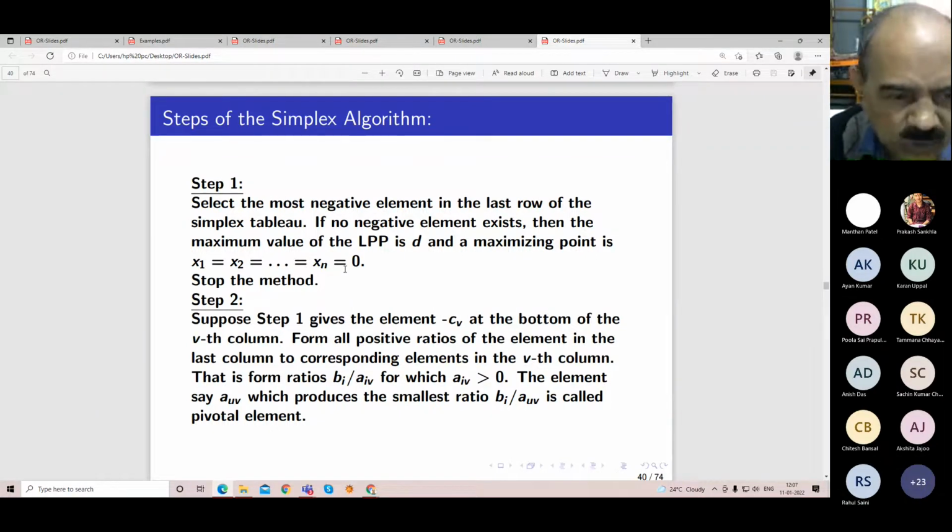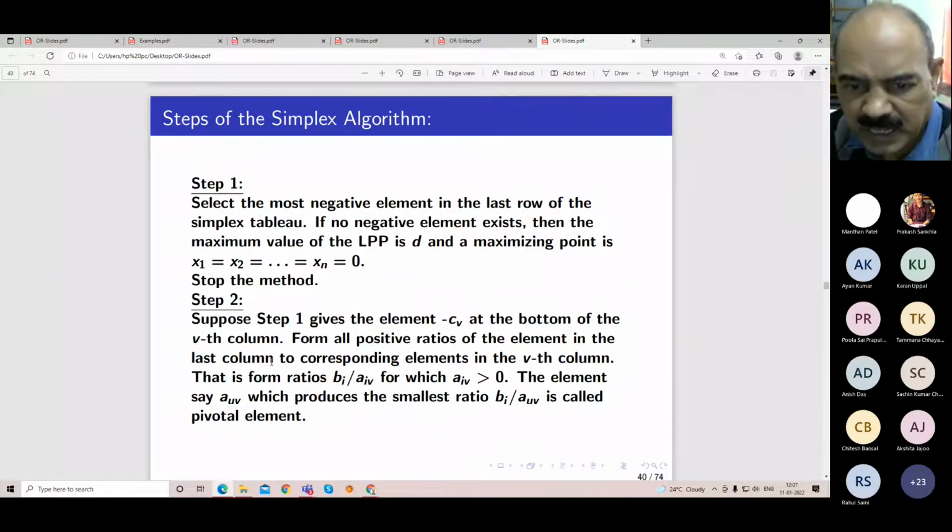What is step 2? Suppose in step 1, we find the element minus cv at the bottom of the vth column, that is the most negative element, minus cv. Then what should we do? Form all positive ratios of the elements in the last column to the corresponding elements in the vth column.